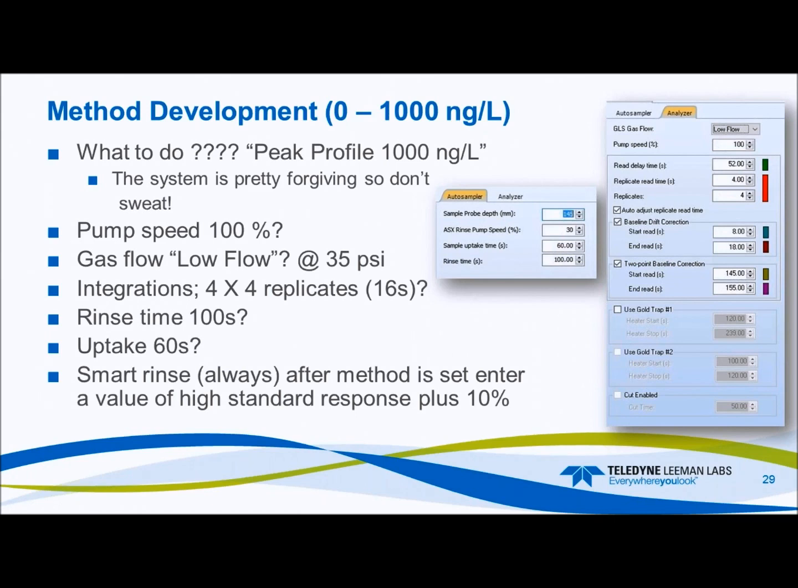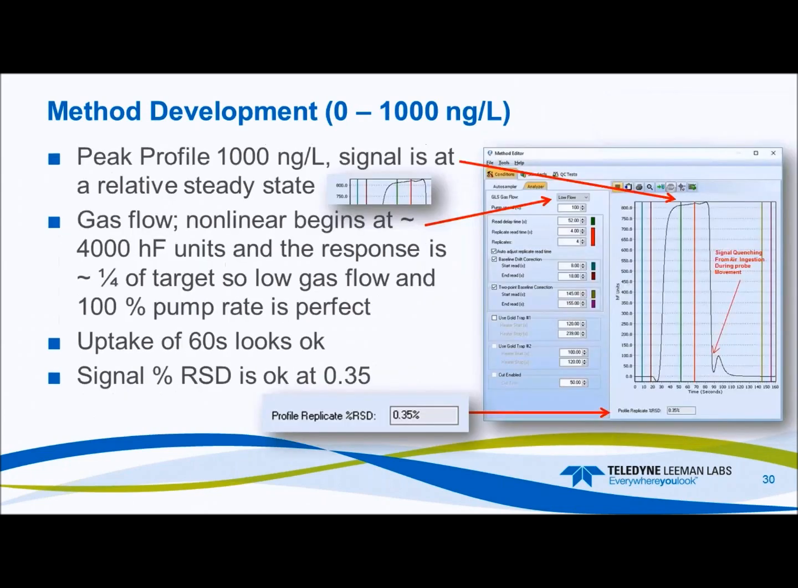So once you develop these methods, it's always nice to use smart rinse too afterwards. And what I do is I look at the response of the highest standard, add 10%, and then enter that into the program. So I peak profile this using the CAN method, and the signal is relatively steady, and it kind of matches the timing parameters. So we've developed these methodologies, so the CAN methods make it easy for you, but so it's pretty close.